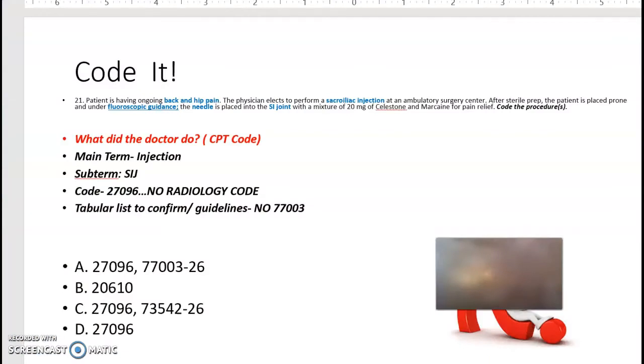Okay, so we did all the steps, right? We had a question, we found our main term, subterm, our code, and we figured also that there's no radiology code that is included or part of the code that we were looking for. So we have to find another code, and we have two choices now, A and C. They both have 27096, except we have a different radiology code, which is what we will use to find the correct answer.